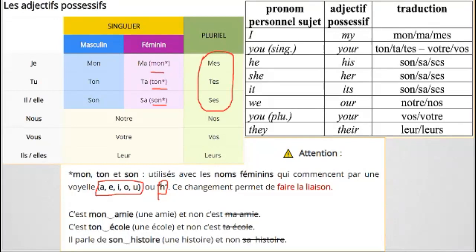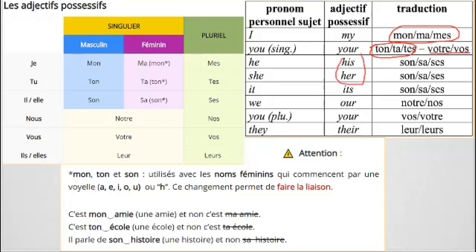Mes, tes, ses. Mon, ton, son, ma, ta, sa. So we can begin with the singular, and then we will learn the plural, because je, tu, il, elle are singular. I have examples here. You can see that there are three possibilities to say my: mon, ma, mes. There are also three possibilities to say your. This one we will use, but we won't learn it now. We will learn it later.